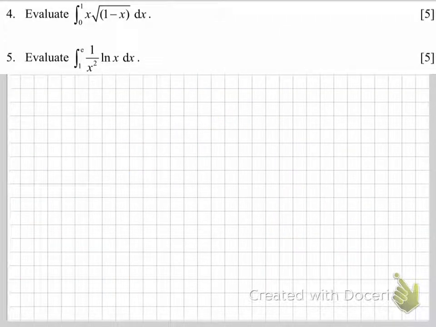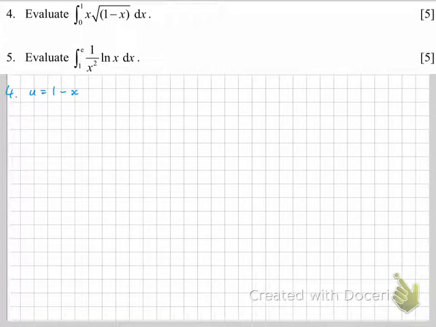Okay, questions 4 and 5 are quite different. Again, you might look at question 4 and think, aha, it's x times a function of x, so that might be parts. Well, you can actually do this by parts, but I wouldn't recommend it because you'd have to differentiate the x and integrate this square root of 1 minus x. You can do that, but you have to use reverse chain rule to integrate that, and you're then using reverse chain rule within an integration by parts, and that's just going to get hard and error prone. So in this case, a substitution works perfectly fine.